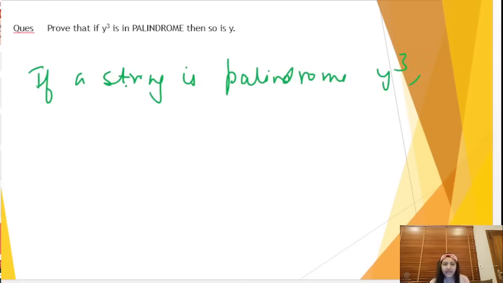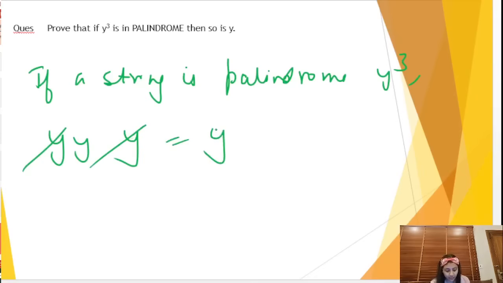Then deleting an equal number of letters from both ends leaves a palindrome only. So if this is y cube and this is a palindrome, then if I remove an equal number of letters from both the ends, if I remove the first one and the last one, then I will be left with y, which is ultimately a palindrome only, right? So hence removing the front and the rear copy of y from y cube, which is a palindrome, leaves the palindrome string y only. So this proves that y is a palindrome.